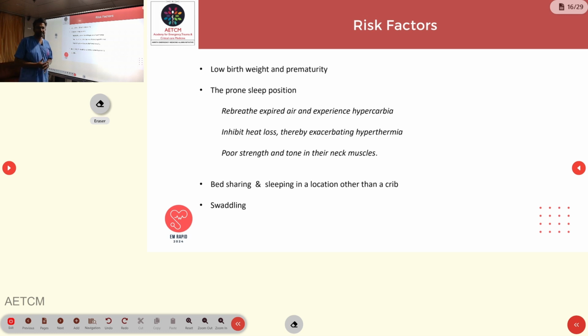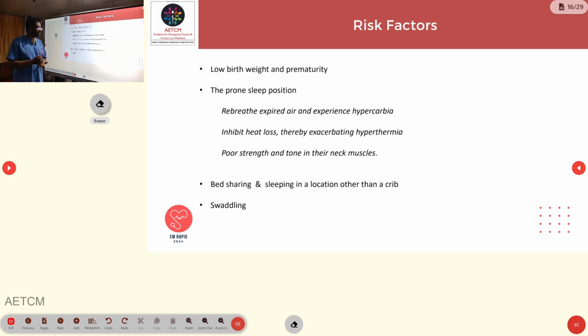Coming to the risk factors for SIDS, the risk factors include low birth weight and prematurity, and the next one, which is the most important, is the prone sleep position of the infant. Because of the prone sleep position, this causes rebreathing of the expired air, which will cause hypercarbia.